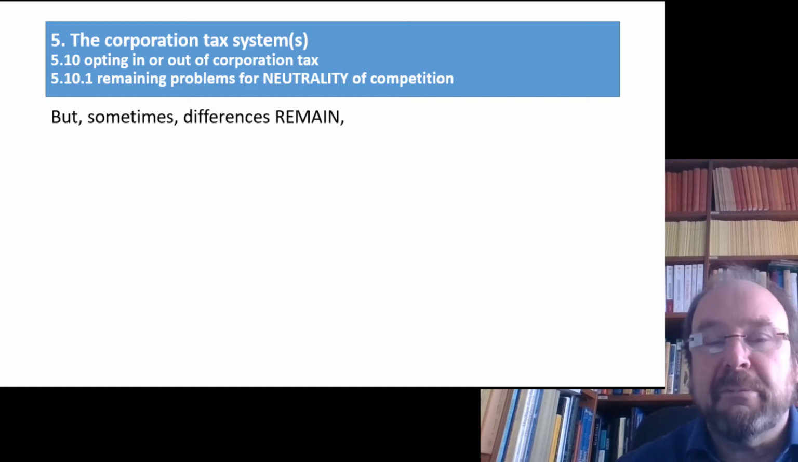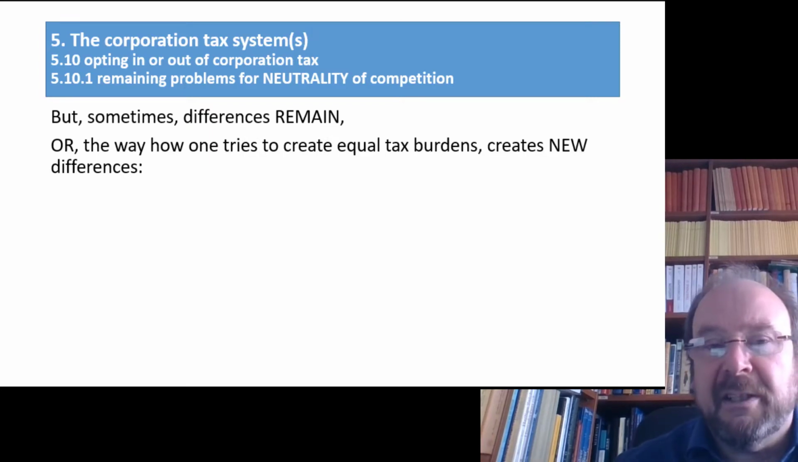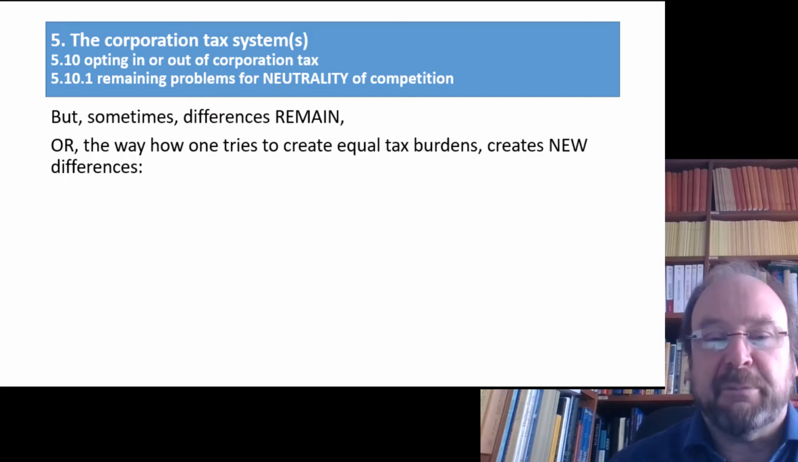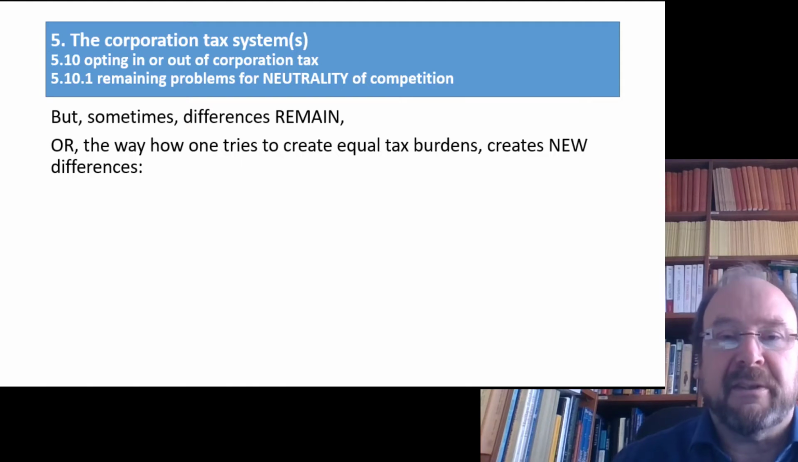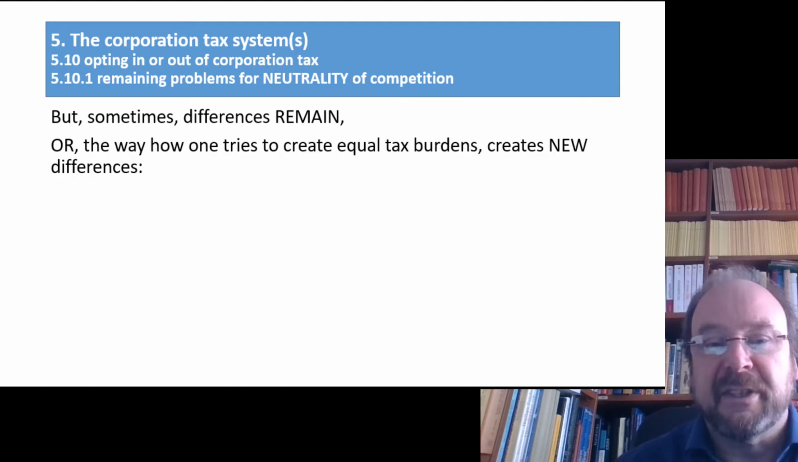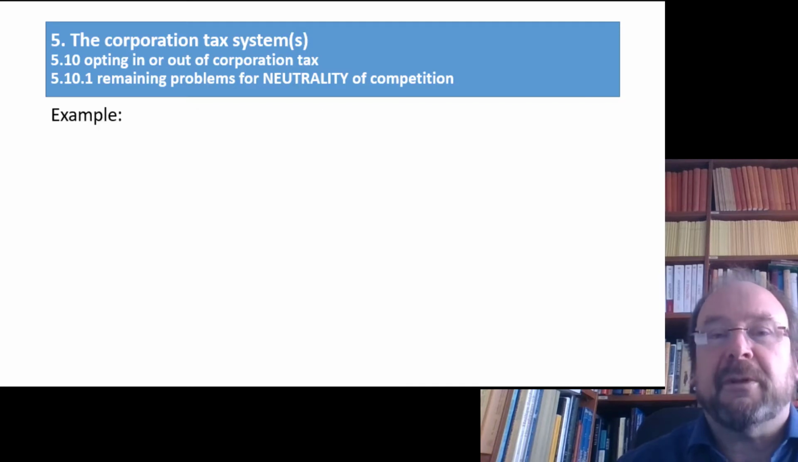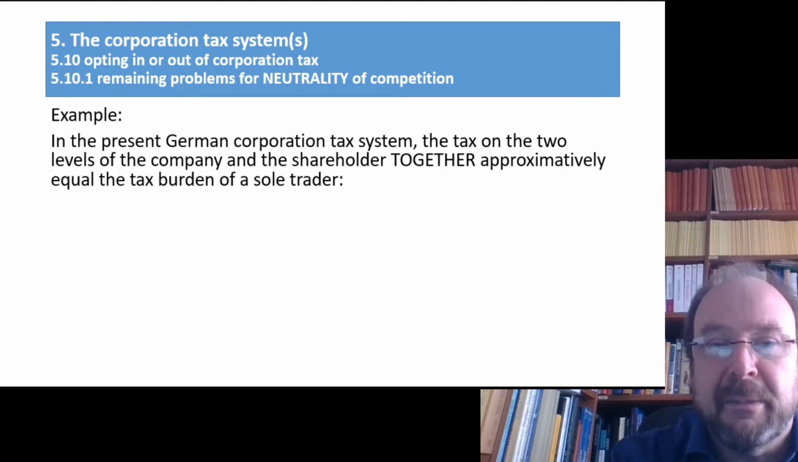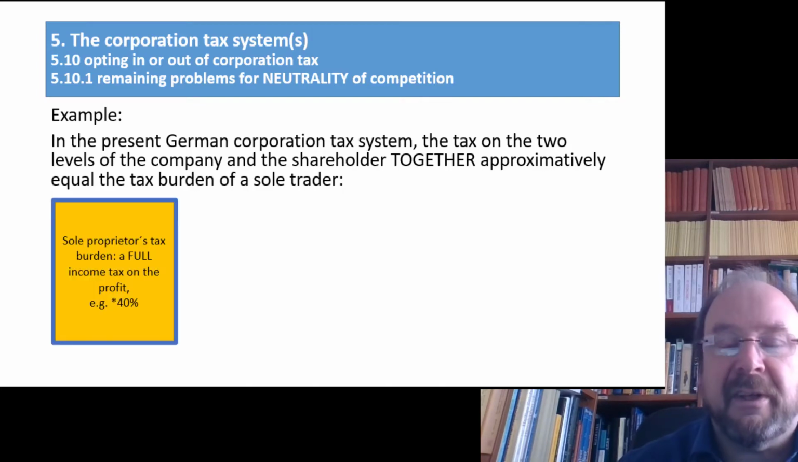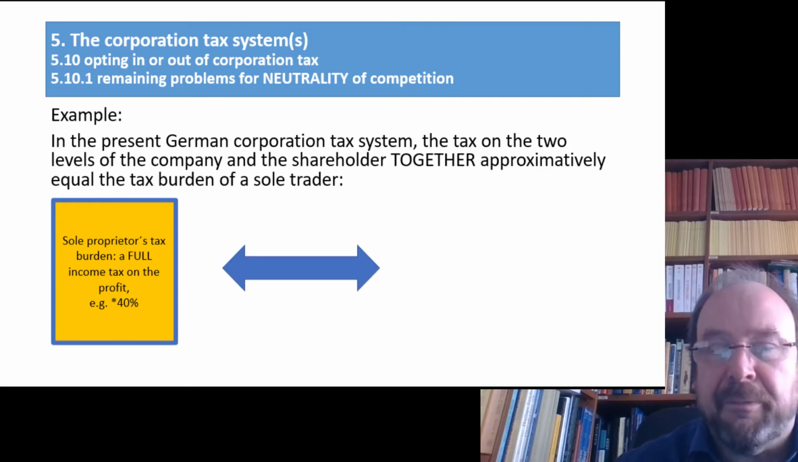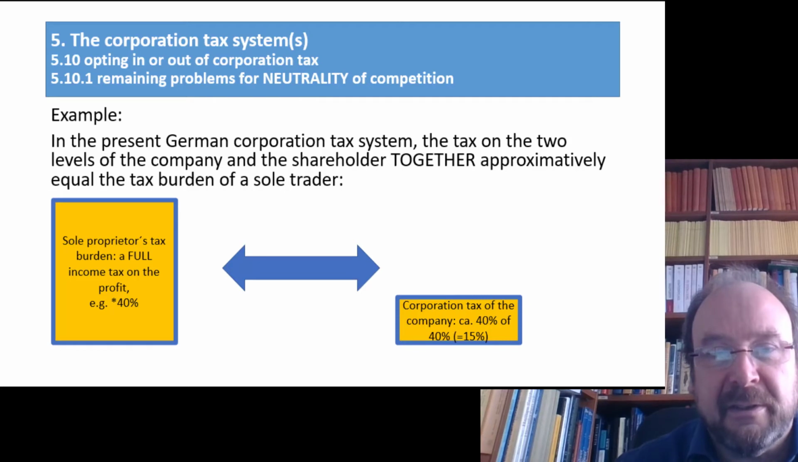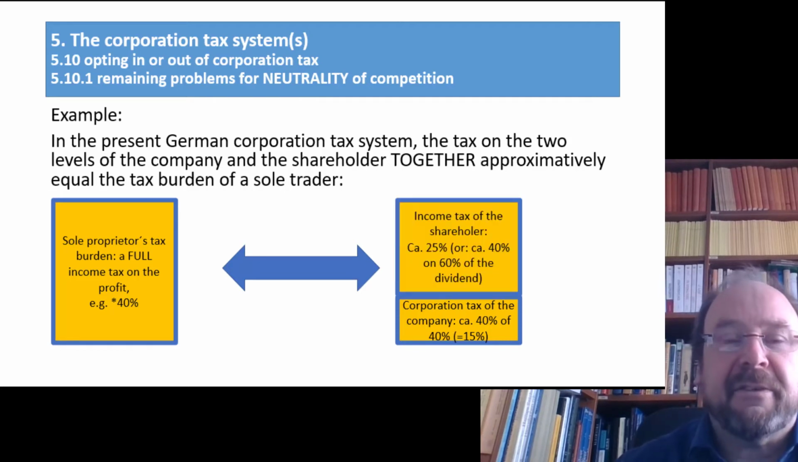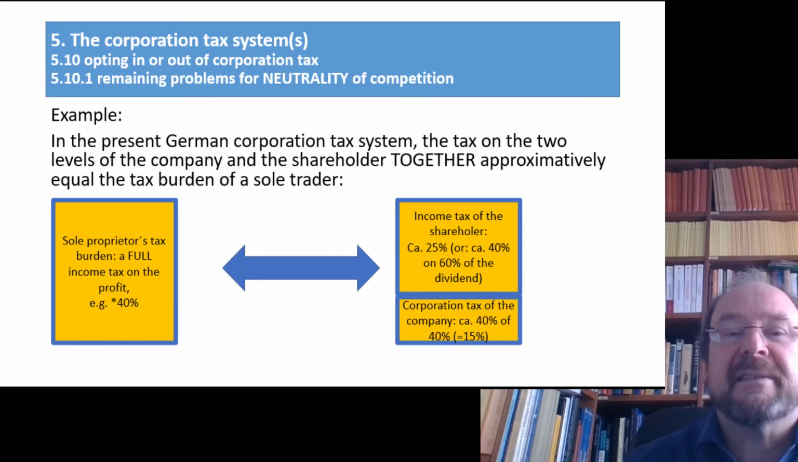Now, sometimes differences remain, although you try to do your very best. Or it might even be that you try to do your very best, but you do not achieve the very best, and in the end create new differences between the legal forms after you removed other ones. So it might be that you just shift the problem to another area. For example, in the present German corporation tax system, I told you already that the tax on the two levels, company and shareholder, together is meant to approximately be equal to the total tax burden of a sole trader. So you have the sole trader's burden here on the left, let's say 40%. And this is meant to equal the corporation tax on the corporation level plus the income tax of the shareholder. So as we see it here, we have equality.